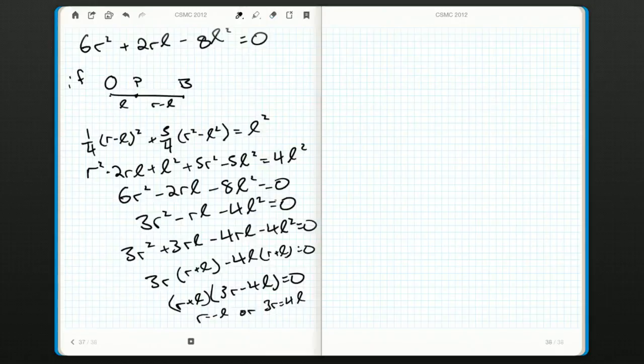So for this one down here, we'll finish this one up in a second. We'll draw with an arrow. So either r is negative L or 3r is equal to 4L. So r is 4/3 L. Right, because we need this to be 0, so either this component is 0 or this is 0. Now we have a relationship between r and L. That makes a little more sense.